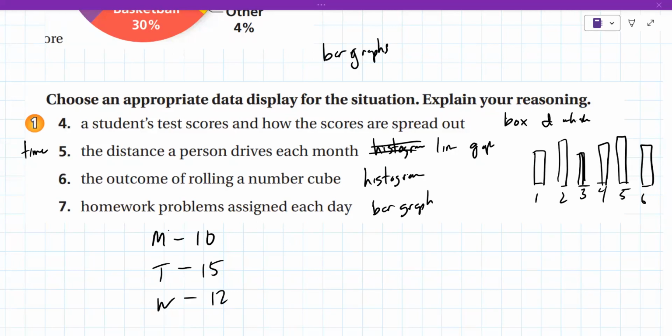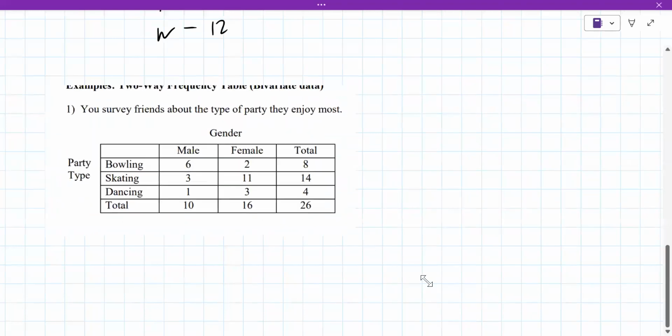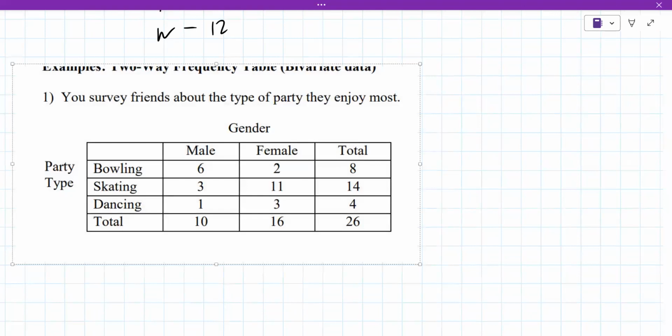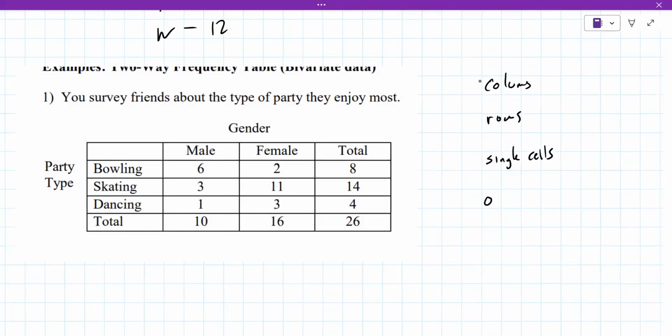Let me go back to your picture here of what you sent over. Okay, so two-way tables. Let's look at this table. This table shows gender on the top here, males and females, and the party types that they want: bowling, skating, dancing. I'll remind you that I can ask you questions about columns, rows, single cells, and then overlaps.